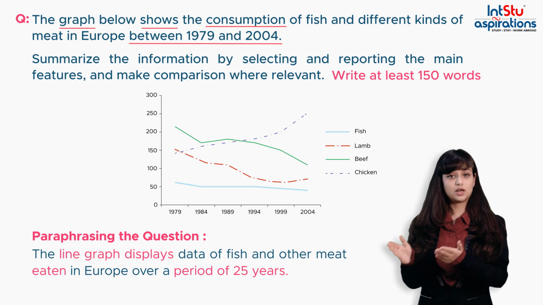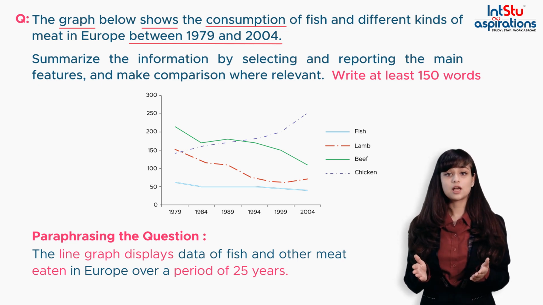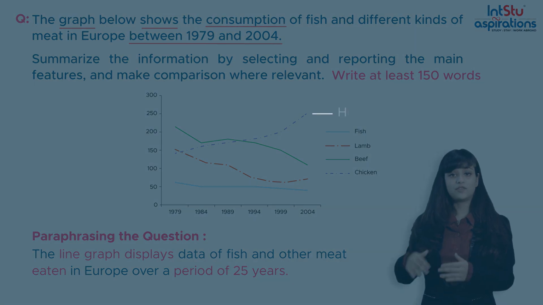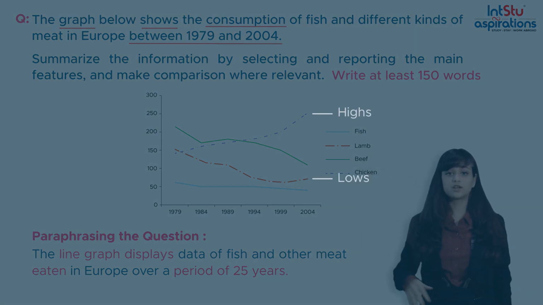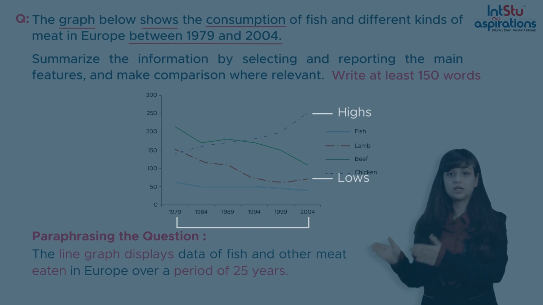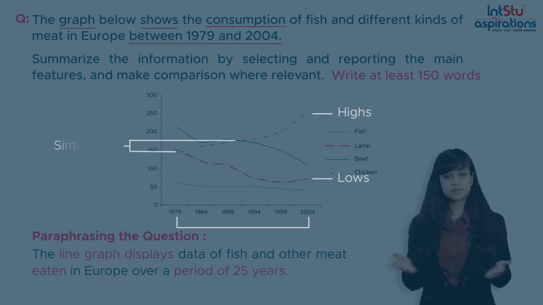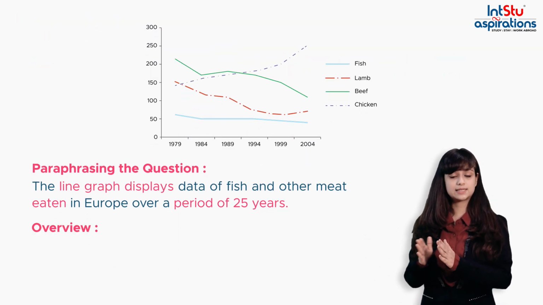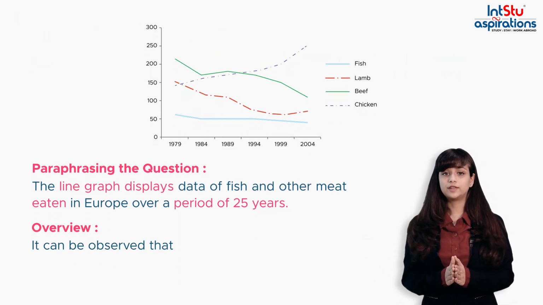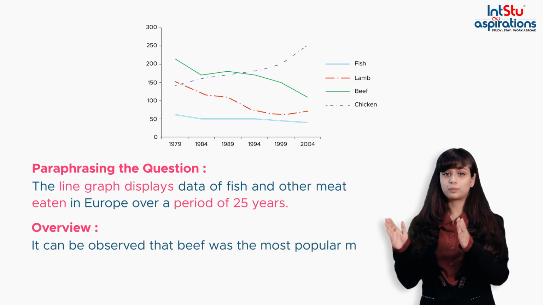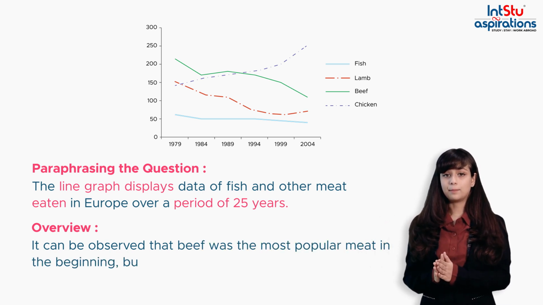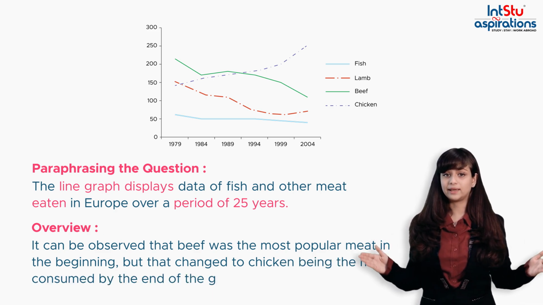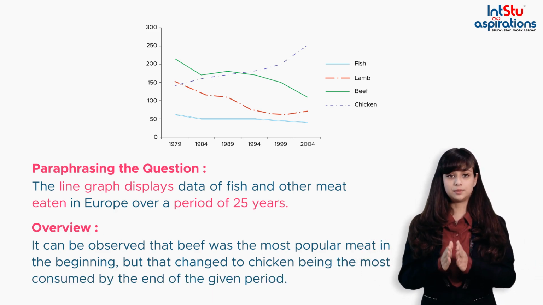Then comes writing an overview. For this, first study the graph or chart and then identify the highs, lows and the trend of what is changing from the beginning to the end along with the similarities. For this line graph, it can be written like this. It can be observed that beef was the most popular meat in the beginning, but that changed to chicken being the most consumed by the end of the given period.